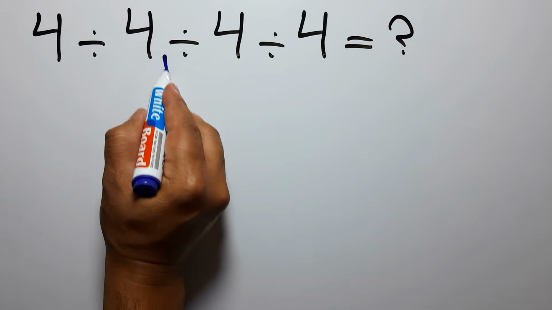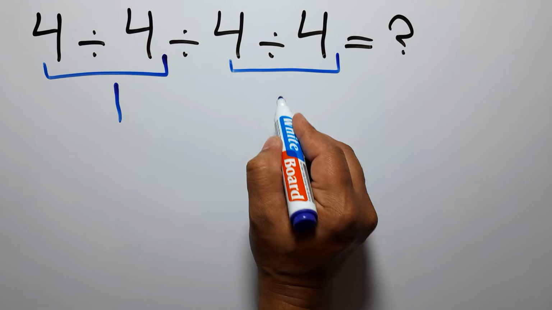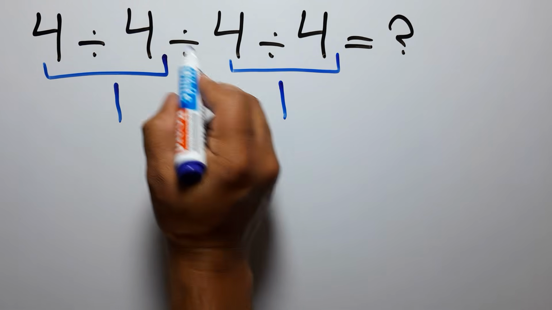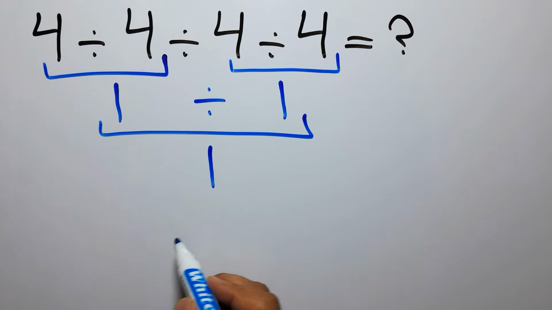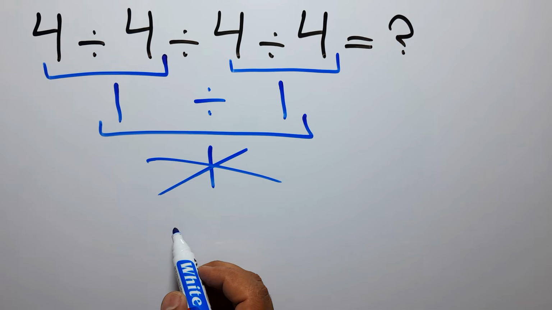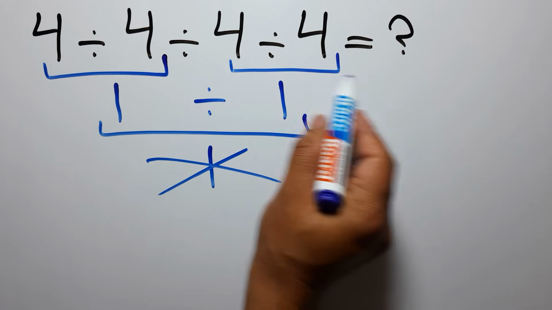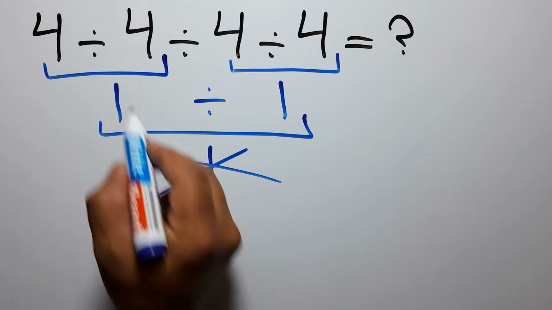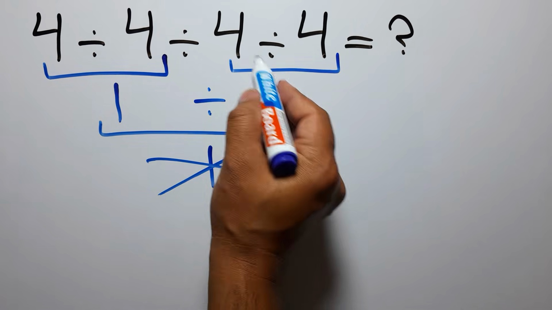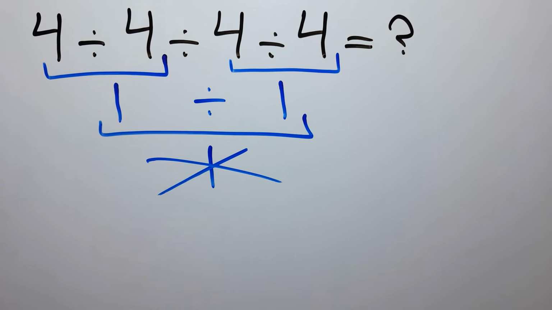4 divided by 4 gives us 1. And again here we have 4 divided by 4. So 1 divided by 1 is just 1. But this answer is not correct because according to the order of operations, when we have more than one division in an expression, we have to work from left to right. So here first we have to do this division, then this division, and finally this division. If we do this division before this division, it is wrong.